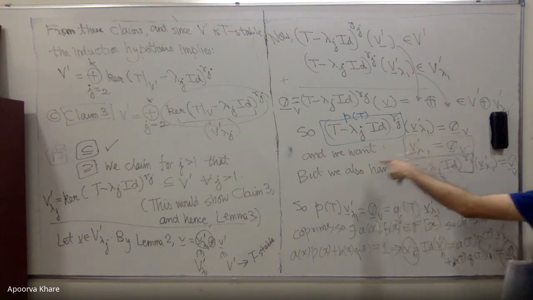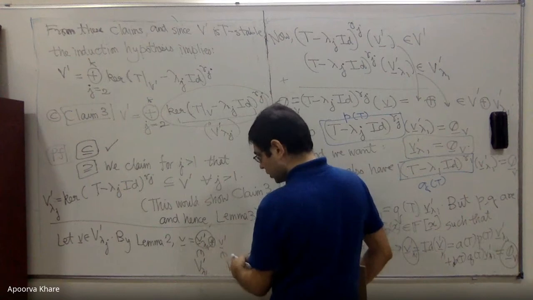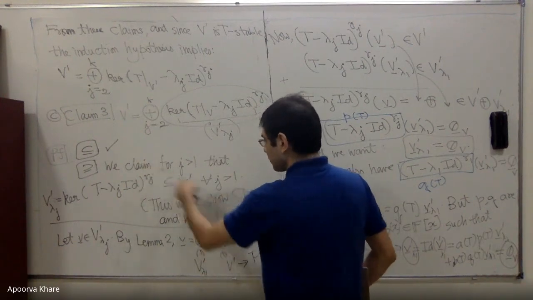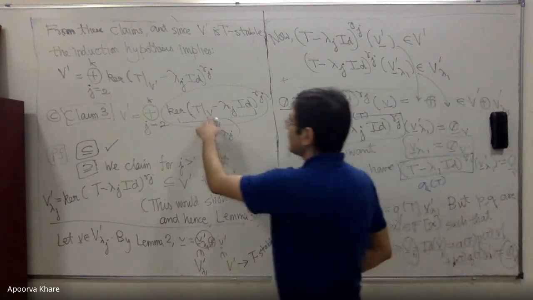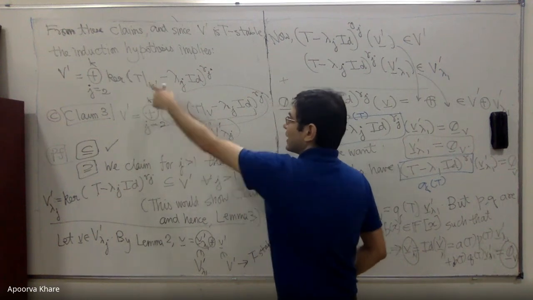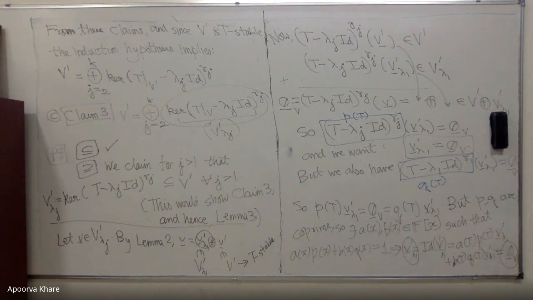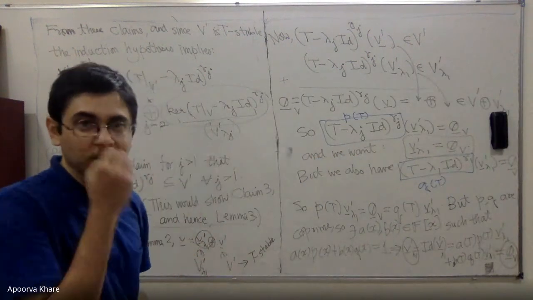So this proves the claim here that this is always 0. Therefore, v always belongs to v prime. So the entire kernel here sits inside v prime. That proves claim 3. Then all that means is that t restricted to v and t restricted to v prime give you the same space. Therefore, claim 3 is proved, and by the induction hypothesis, lemma 3 is proved. So this lemma 3 turned out to be a big beast. It really took a lot of space. Okay, so that is the end of lemma 3.